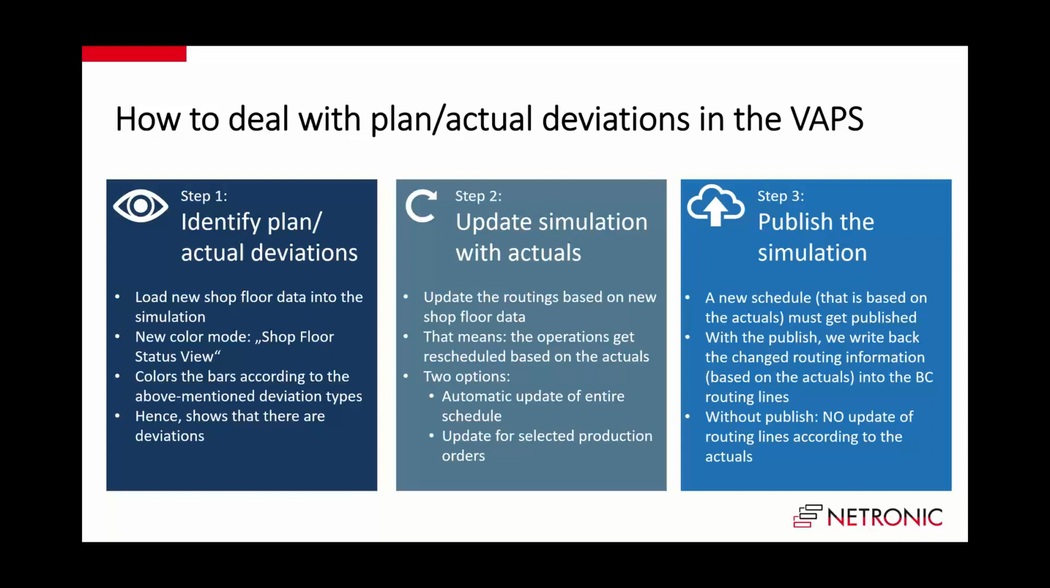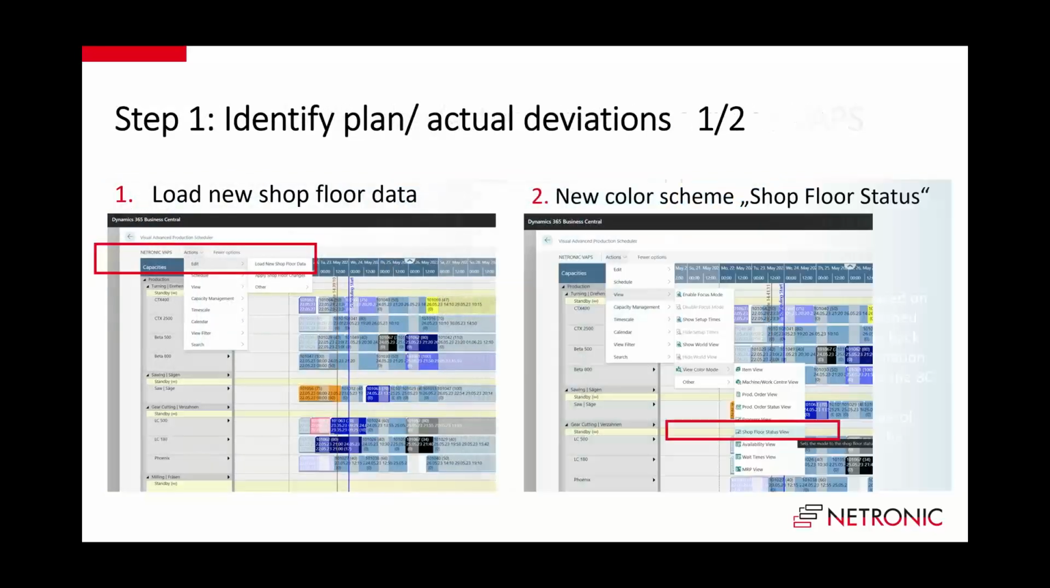If you don't publish, you don't update the routing lines according to the actuals, and then next time you have to do this work again, which is not that much work, but the more you forget to do this, the bigger the changes to your schedule will be, because the longer you wait for updating your schedule with the actuals, the more actuals will have happened and the bigger the impact on the schedule is.